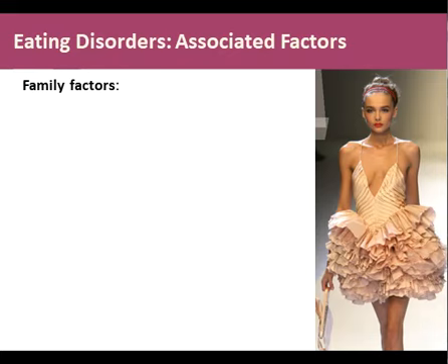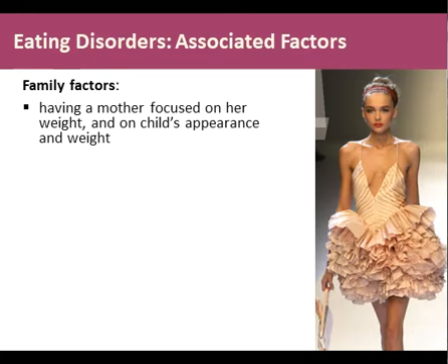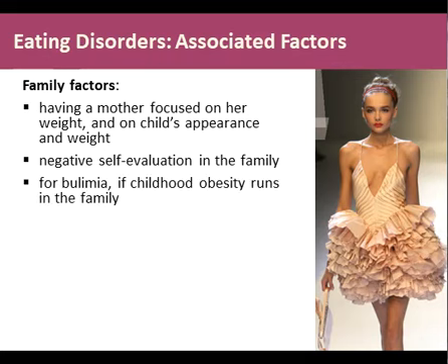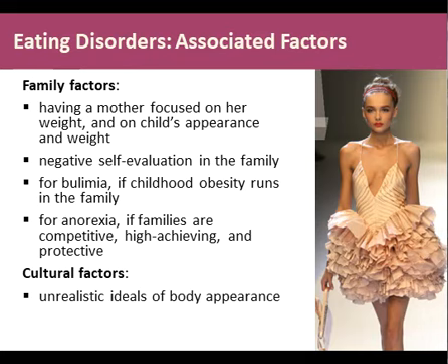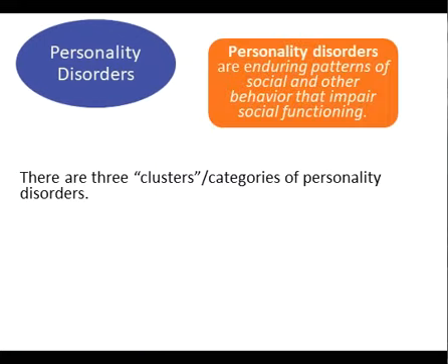So, eating disorders are associated with family factors. Having a mother focused on her weight and on the child's appearance and weight seems to be a particular factor for developing this disorder. Negative self-evaluation in the family. They're talking to you all the time about your weight or apparent overweight or what have you. For bulimia, if childhood obesity runs in the family. For anorexia, if families are competitive, high achieving, and protective. Cultural factors. Unrealistic ideals of body appearance, which can be seen in magazine, television, and movie ads about how, for example, the female body ideal is to appear a certain way, and so on.